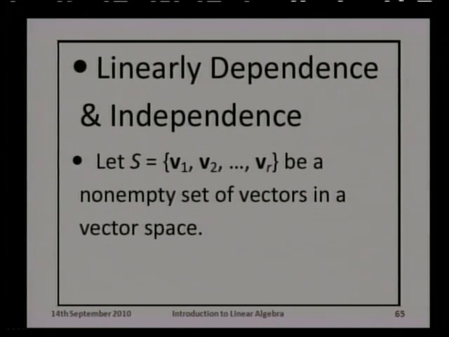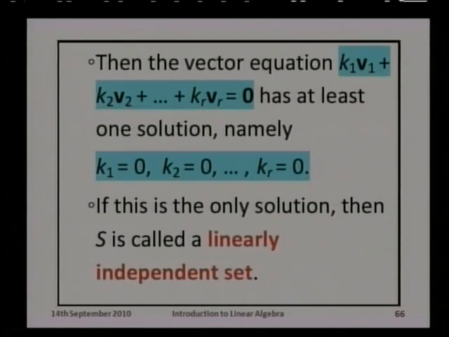Now, the next important concept which we must understand is linear dependence and independence. So, what is it? Let S be any set of vectors, namely v1, v2, up to vr, in a vector space V. Then consider the vector equation k1 v1 plus k2 v2 plus up to kr vr equal to 0. The right side 0 is the 0 vector.